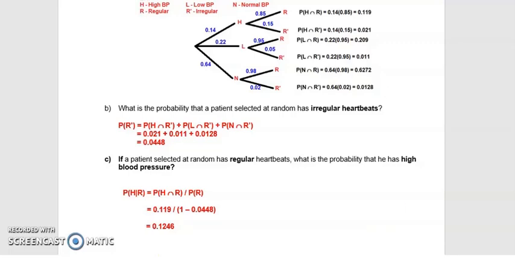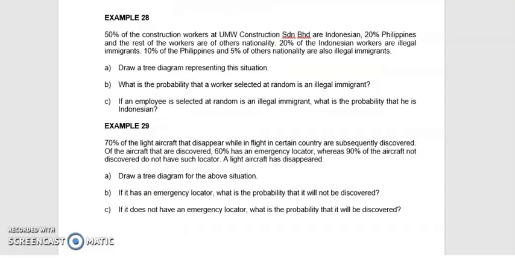Okay, that is the example for tree diagram. For the rest of the examples, these two examples, you do it on your own. Later on, I will give you the answer.